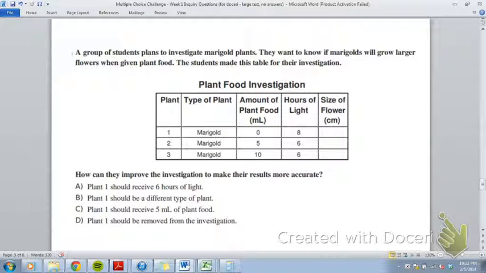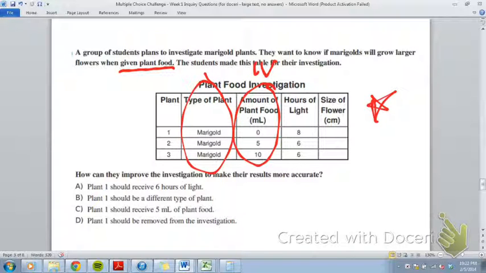Next one. Please remember you're answering as a group. How can we make this more accurate? Well, let's take a look at our table as always. They want to know if marigolds will grow longer when given plant food. So that's what we need to change. We are changing the amount of plant food. That's our independent variable. The type of plant stays the same. That's a constant or a control. Hours of light. This is changing too. And the size of the flower, well, that's what they're going to measure.